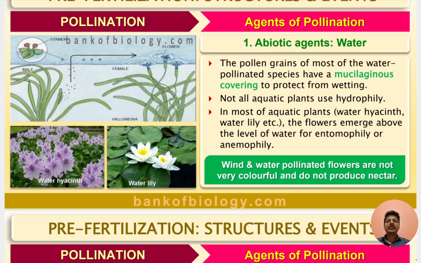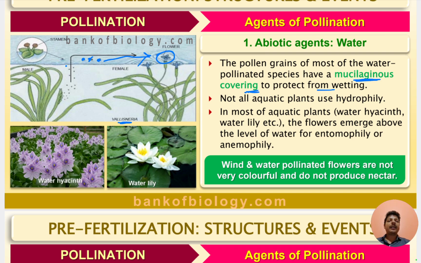Now some more points. Here you can see the diagram is given. In Vallisneria, the female flower comes to the surface of the water and the male pollen grains are also floating on the surface of water. They easily go to the female flower. The pollen grains of most of the water pollinated species have a mucilaginous covering to protect from wetting.